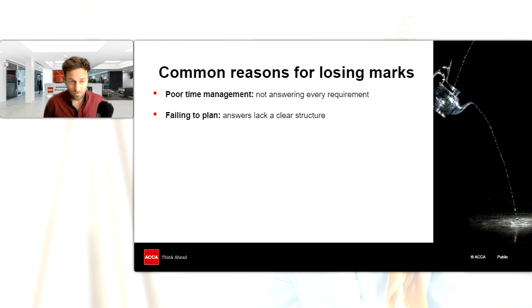Also, students don't plan properly, so sometimes answers lack a structure. It's like you've just gone typing, just doing your calculations without really planning. The way to fix that is to plan it properly and get all your headings and subheadings set up at the beginning of the questions. If you watch my debriefs on YouTube of the recent mock exams, the December mock we've just done, you'll see exactly how I do that.